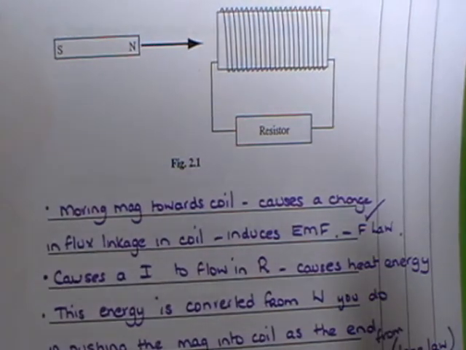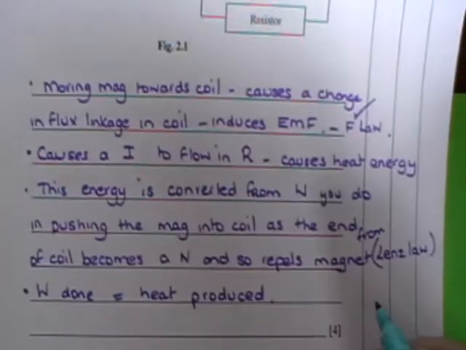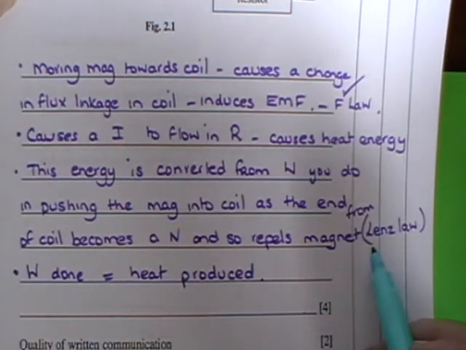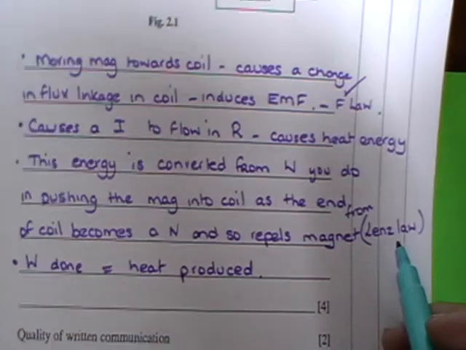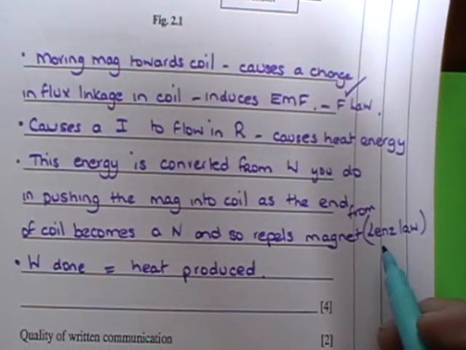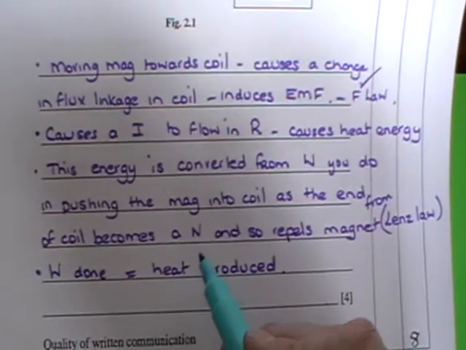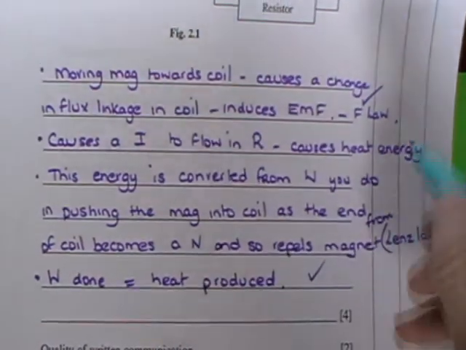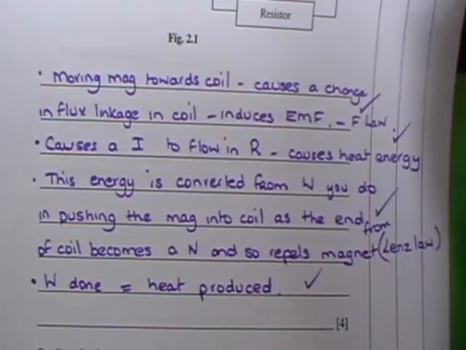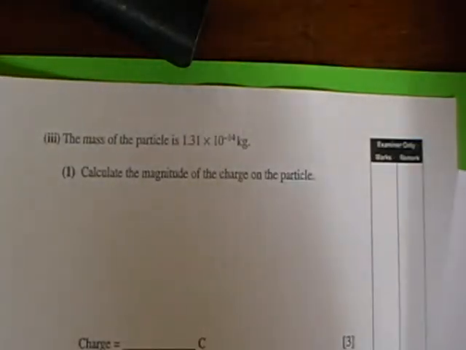And you probably haven't got room to state Lenz's law there, but Lenz's law is that the direction of the induced EMF is such as to oppose the change that produced it, and that's why the end of the coil becomes a north pole. So there's 4 marks. Okay, and then the next question you don't have to do, because it's not in the specification anymore.